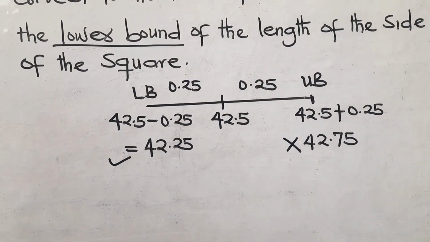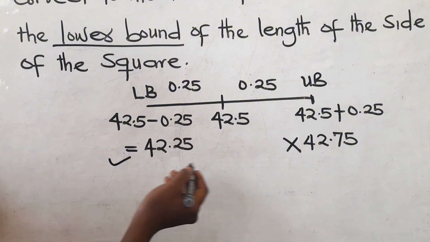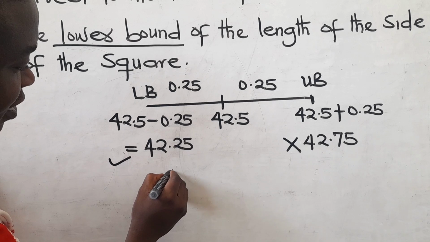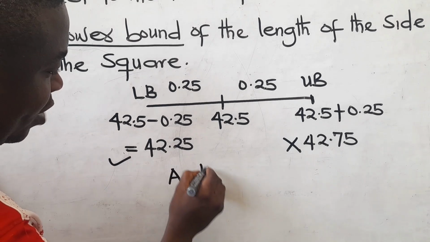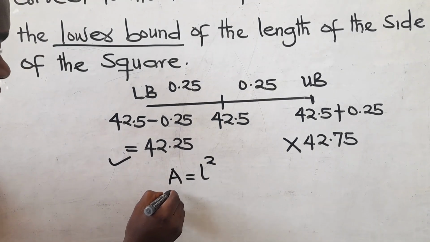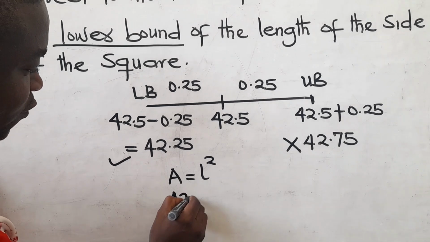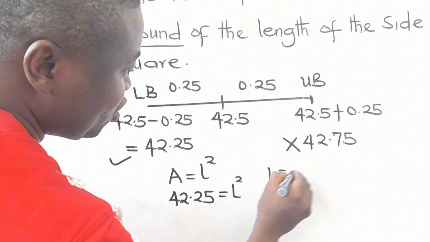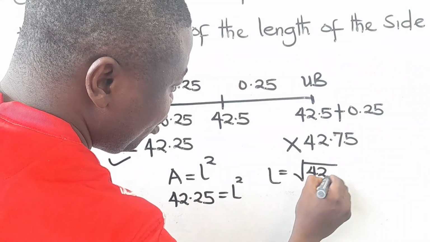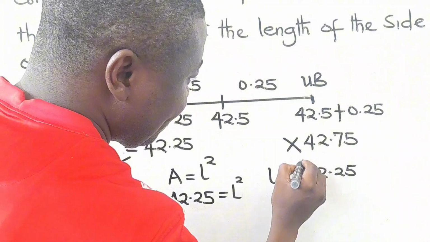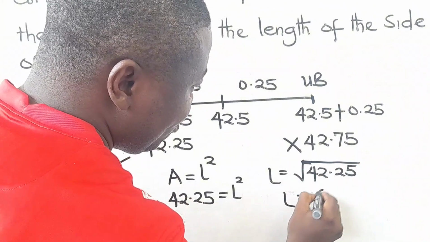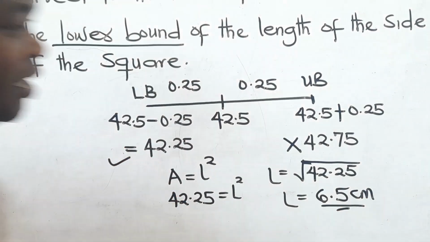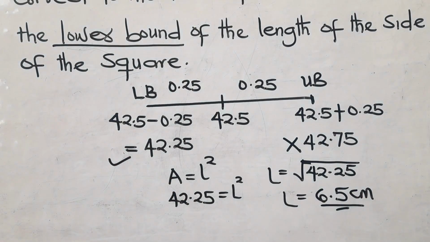So we use the lower bound. Because it's a square, to get the side length, the area is normally L square. So if the area is 42.25, that is equal to L square. To get L, it will be the square root of 42.25. So L will be 6.5 cm. That is our answer.